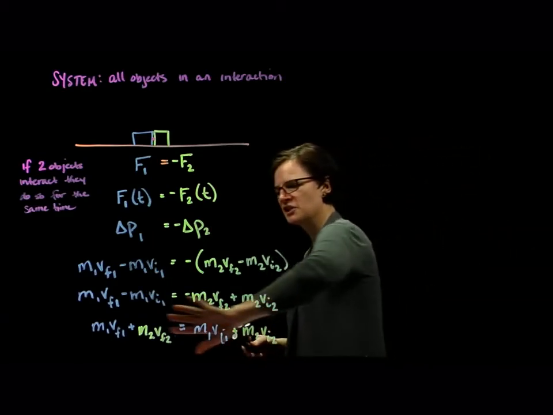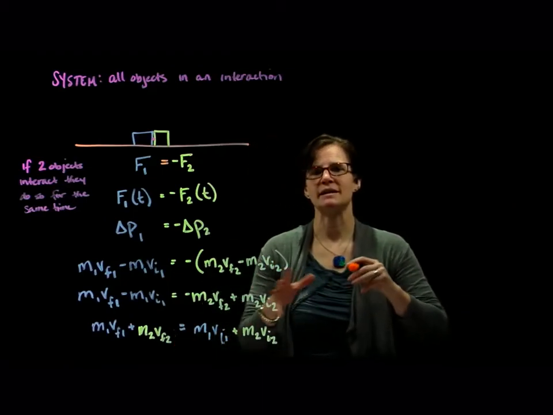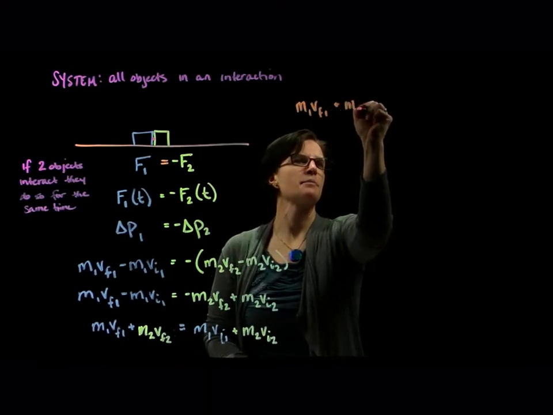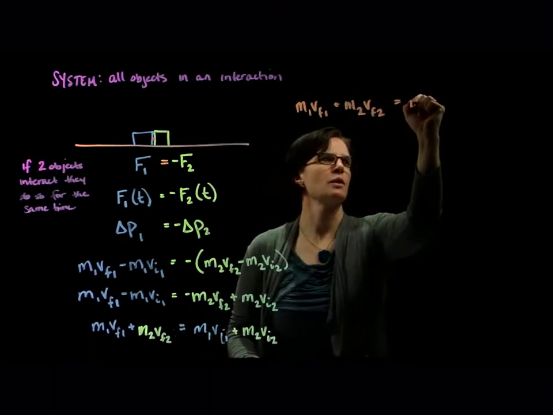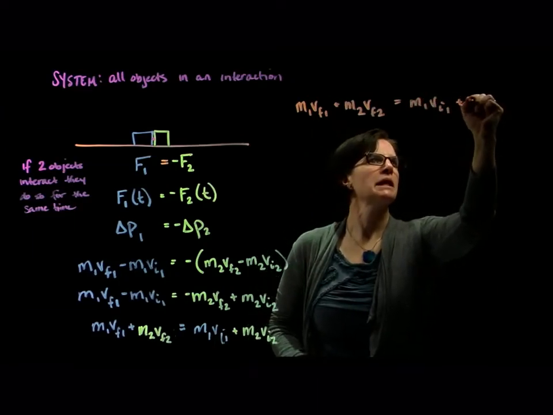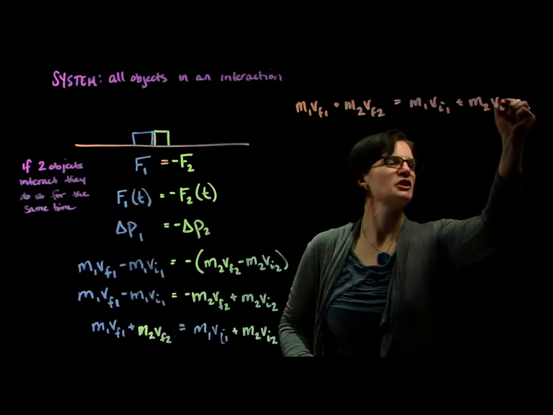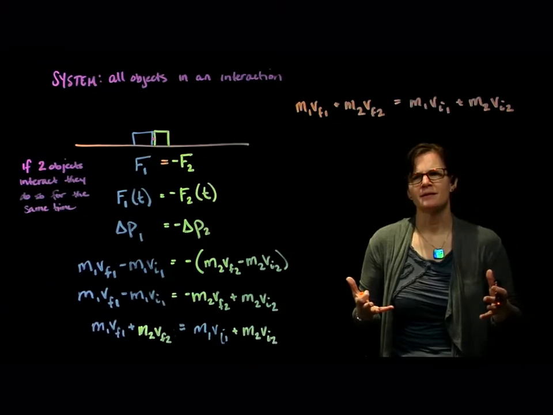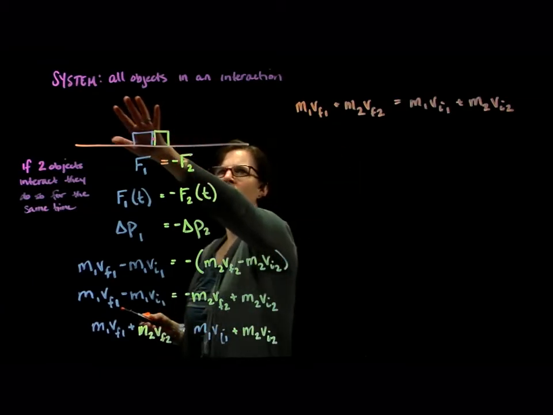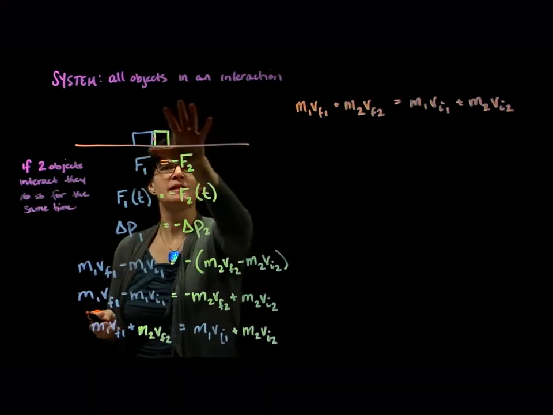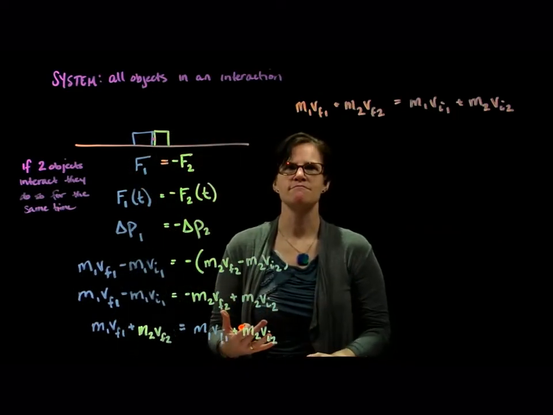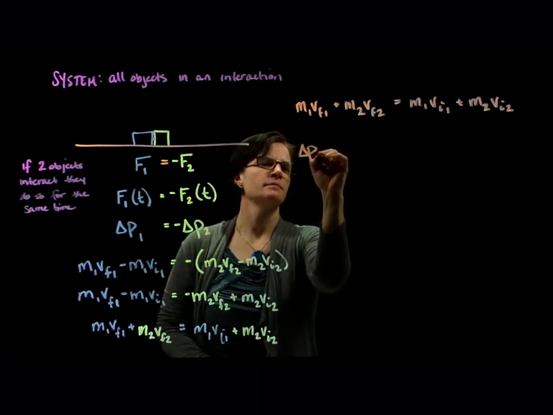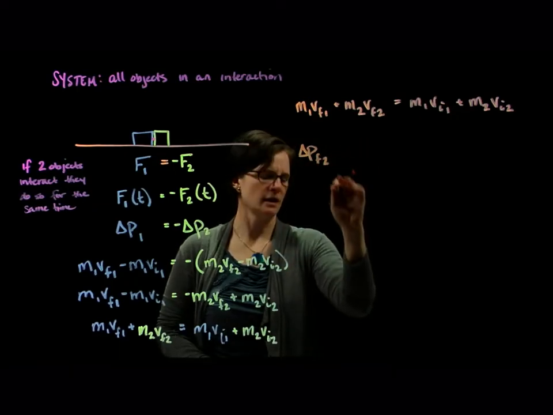Let me just pull this relationship and rewrite it as one equation. I have M1 V final 1 plus M2 V final 2 is equal to M1 V initial 1 plus M2 V initial 2. Well, now what does this look like? If my system is all the objects in the interaction, my system is M1 and M2.